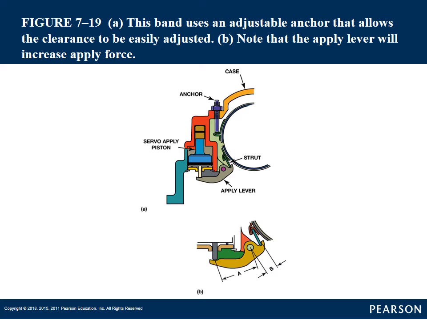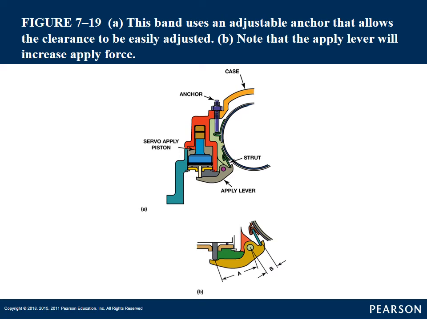Here's an example of how a band is anchored and applied. As you see in that top picture, the anchor is an adjustable rod or bolt. You would loosen the lock nut around it, and then turn that screw, which is threaded into the case. Then you would turn that stud in or out a certain number of turns, and then you lock that nut down. Those specs you'll find in your shop manual.